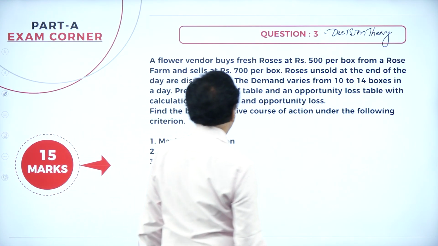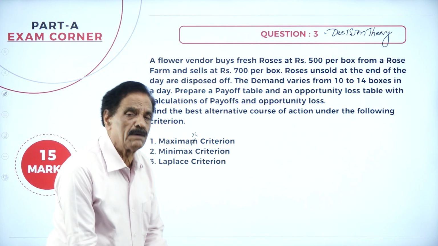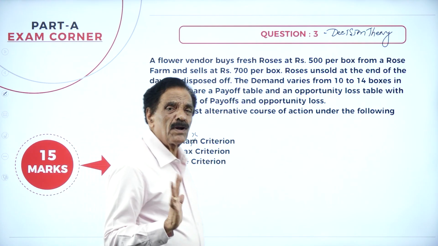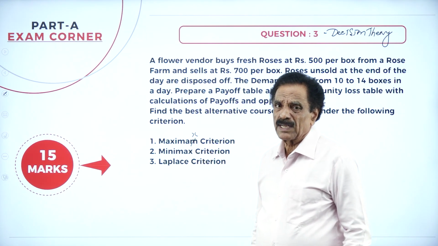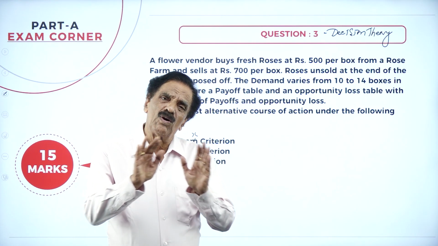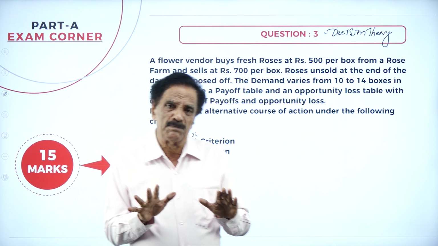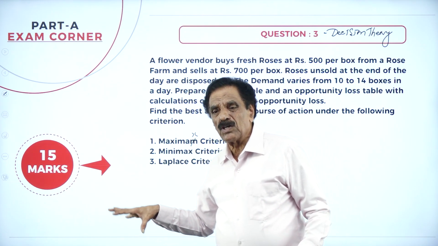So this is decision theory, a definite problem. All the problems are definite from the examination point of view. All the 3 problems will come from the examination point of view. Each one carries 15 marks, and I solved all these, taken from the question paper, and it has been solved so easily. Hope you understand.